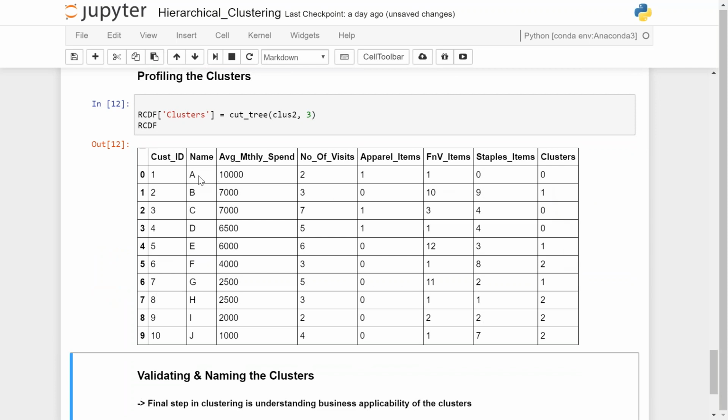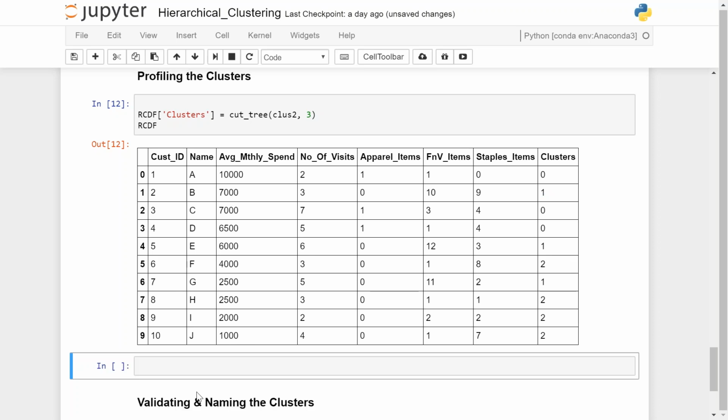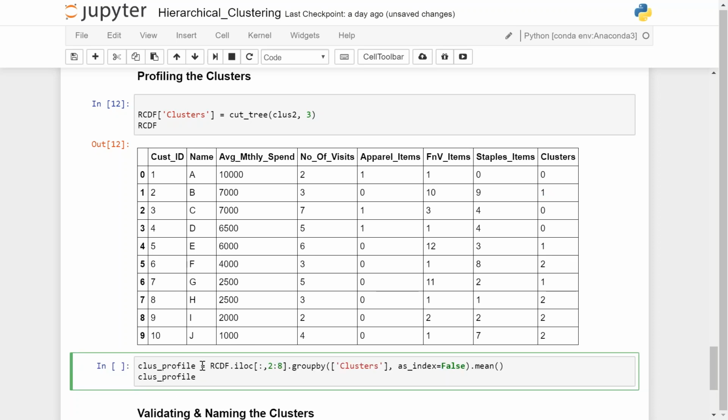where it is now saying row named A belongs to cluster 0, B belongs to cluster 1, C belongs to cluster 0, and so on: 0, 1, 2. So 3 clusters, 0, 1, 2. It has given the clusters as sequence numbers below.